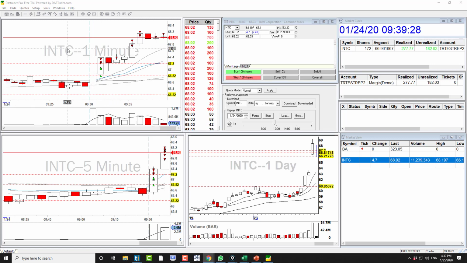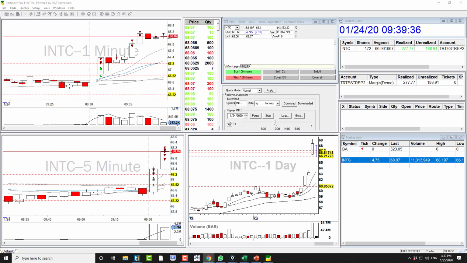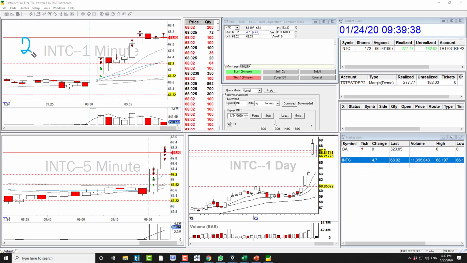So here's what we did. What I see is it's really extended right now. And again, on the 5-minute chart, that's a really good move. From 66 to 68, that's almost twice the average true range of the company. If you remember, the ATR of the company was $1. And again, Intel is a high float stock. Billions of shares are available to trade.